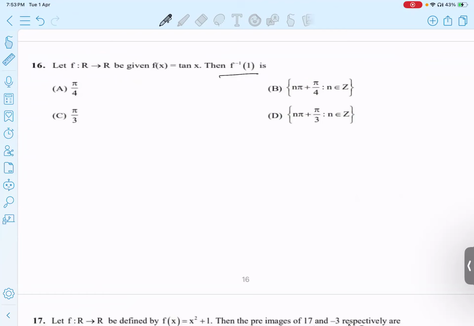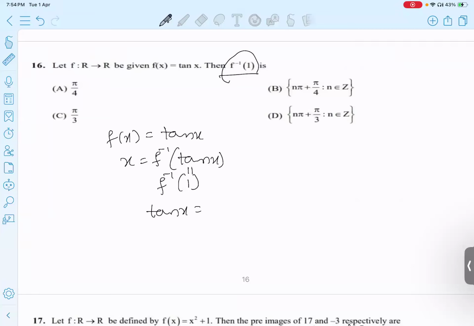This is an invertible question. f of x is equal to tan x. So x can be written as f inverse of tan x. Now we were supposed to find the value of f inverse of 1. If I compare these two, in place of tan x we have 1. The question is, for what value of x will we get tan as 1? It is directly x is equal to pi by 4. Will not waste the time. x is equal to pi by 4 is the required answer. Moving on to the next question.